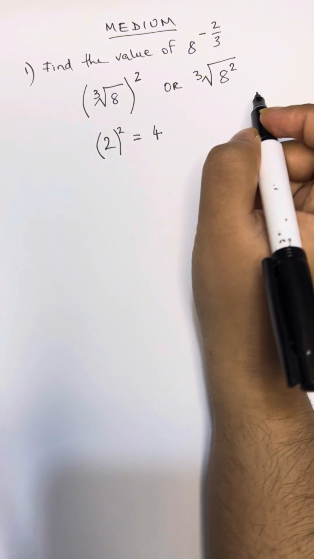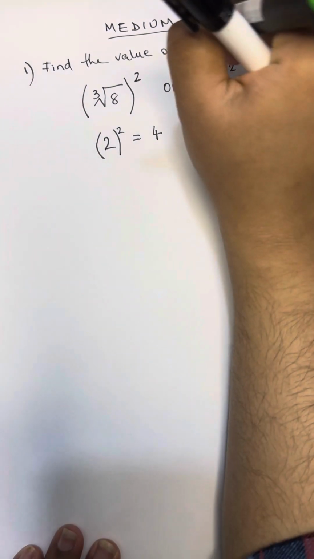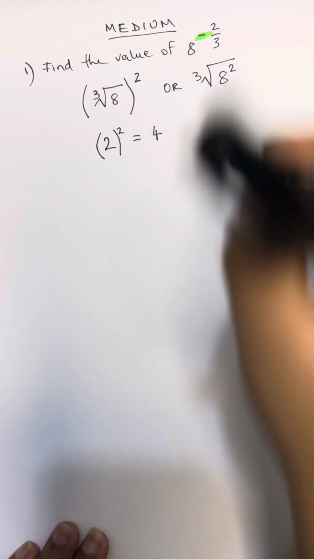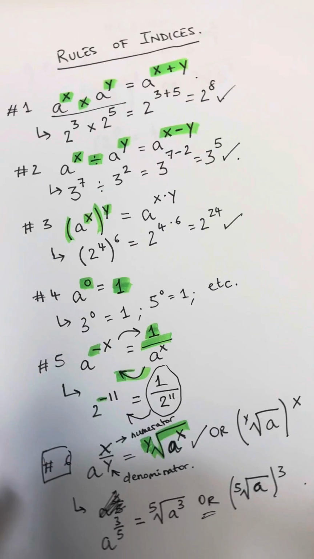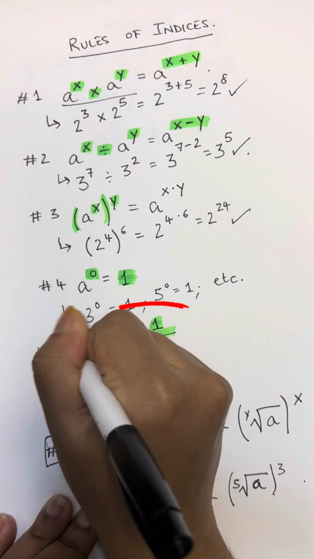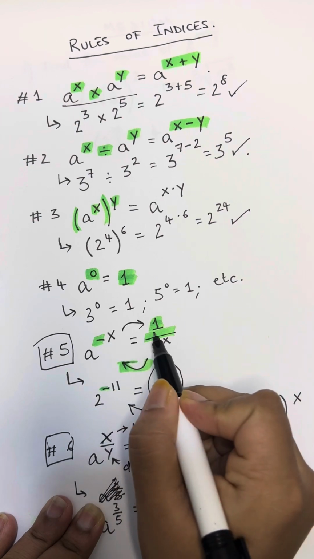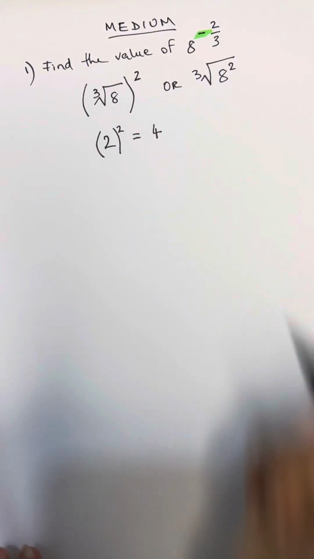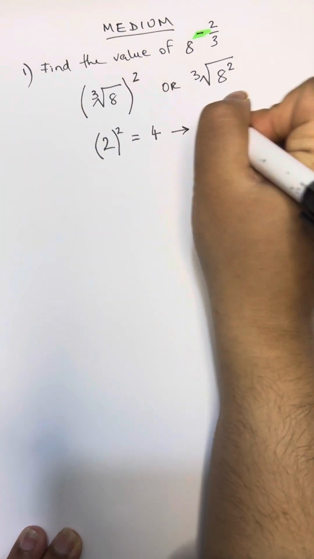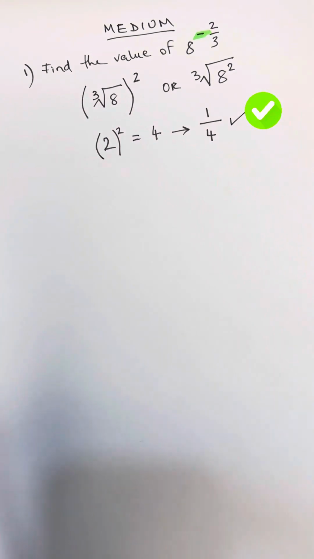Yeah, but it's not done yet. Let me remind you that there's a negative sign here. So because of the negative sign, this is going to be flipped over due to rule number 5. Rule number 5 here, as you can see, it says a to the power of minus anything, it's going to be 1 over a to the power of x. So this, we're going to flip it. It's going to be 1 over 4. And that's our final answer.